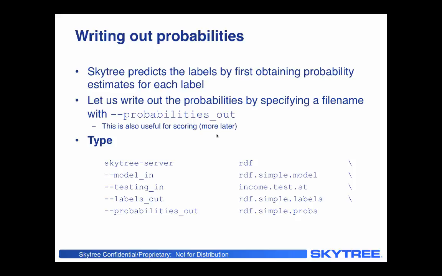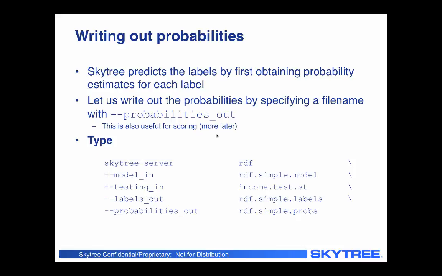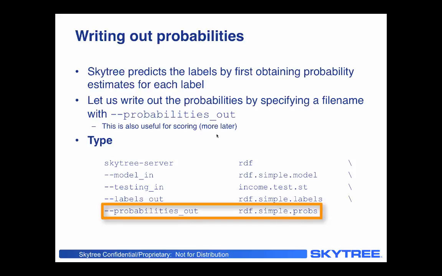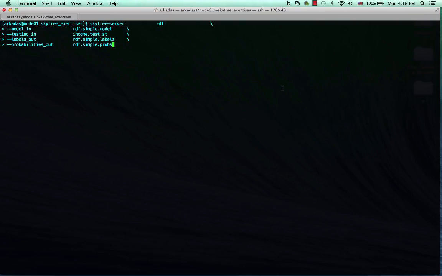So this will write out the probability value for each test point into the file that we specify. This run is almost exactly the same as the previous run. We specify the RDF option, the model file, and the file for the testing set. And in addition to the file for the predicted labels, we also specify a file for the probabilities now. Note that we don't need to train a new model here. The one we saved is already capable of predicting the probabilities in addition to the labels. So let's give this run to write out the probabilities together with the labels.